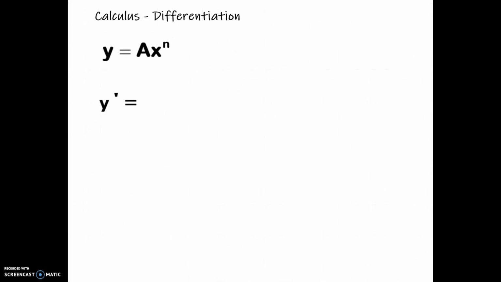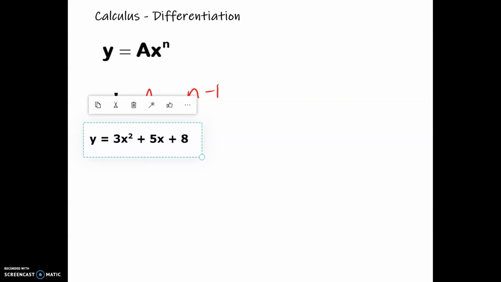In this video, we're going to be looking at how to differentiate polynomials. So we have a function here, y equals ax to the power of n, and the derivative function y dash is anx to the power of n minus 1. So what that means is you multiply the coefficient with the power, and then you take 1 away from the power.